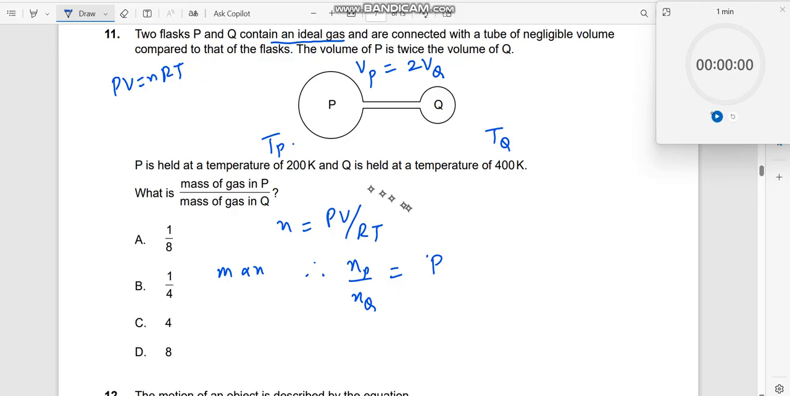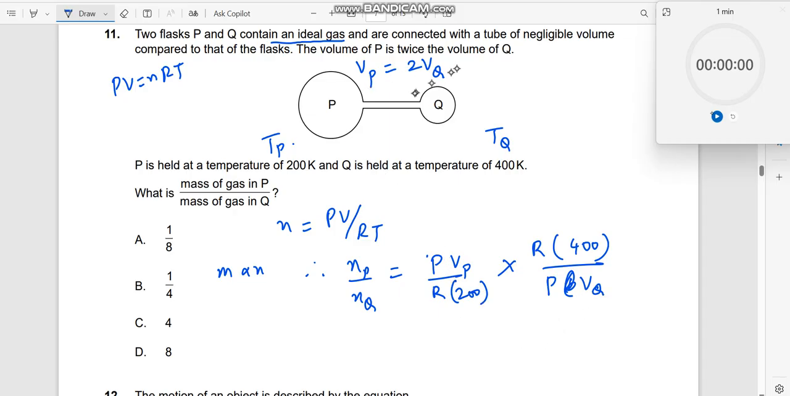And volume. What I will do is, I will just retain this as V only. And R I will write like this over here. And temperature for P is 200, multiplied by nQ. What is nQ? It is divided by RT. R is there, multiplied by temperature. What is the temperature of Q? 400, divided by pressure, which remains the same. What is the volume of Q? Let me write VP here, and this is VQ over here. So therefore now we know that VP equals 2 times VQ.